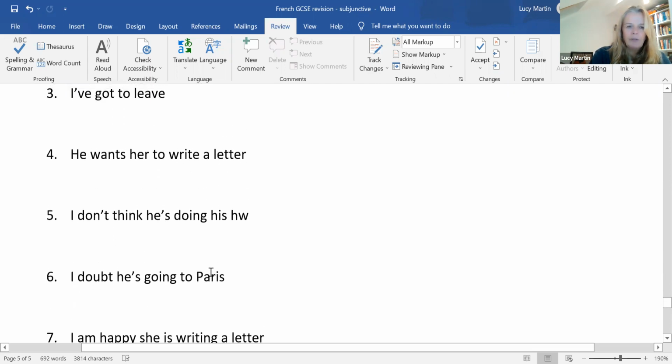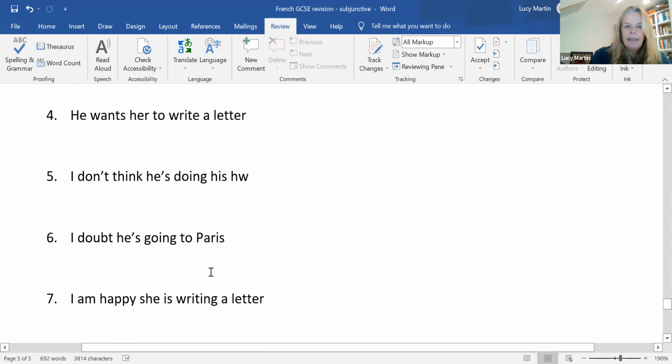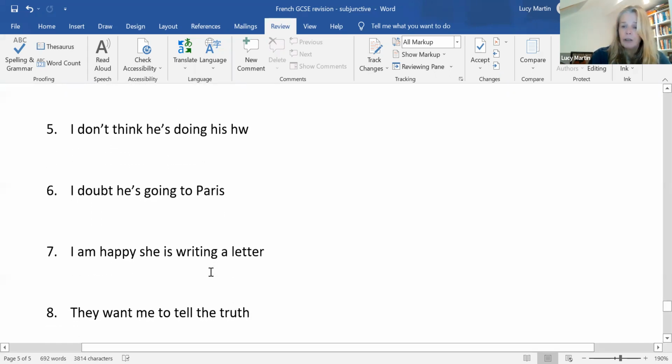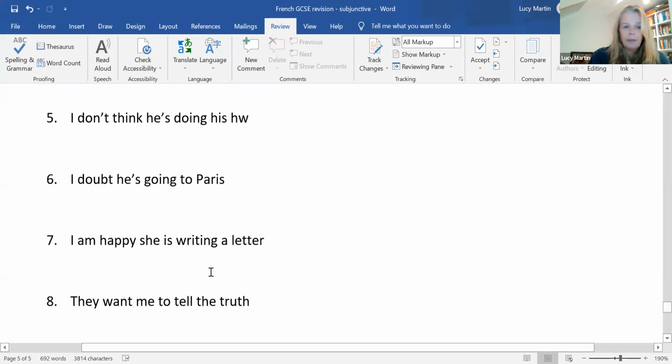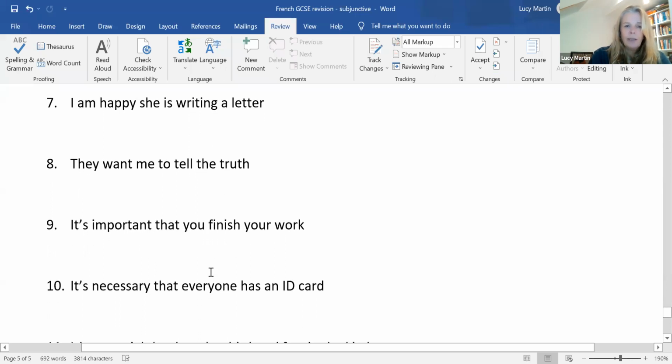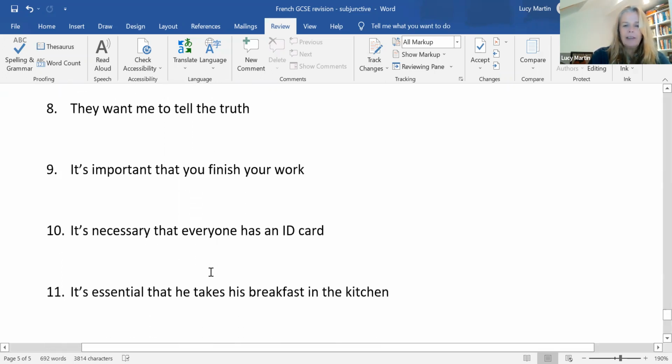He wants her to write a letter. Il veut qu'elle écrive une lettre. I don't think that he's doing his homework. Je ne pense pas qu'il fasse ses devoirs. I'm just going to skip down to 7. Je suis content qu'elle écrive une lettre. We've done something similar to that above. They want me to tell the truth. Ils veulent que je dise la vérité.